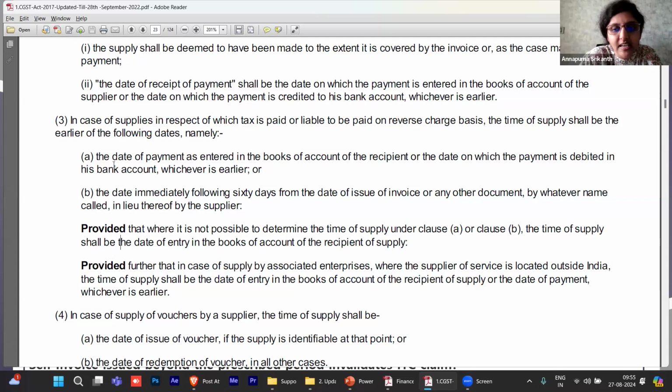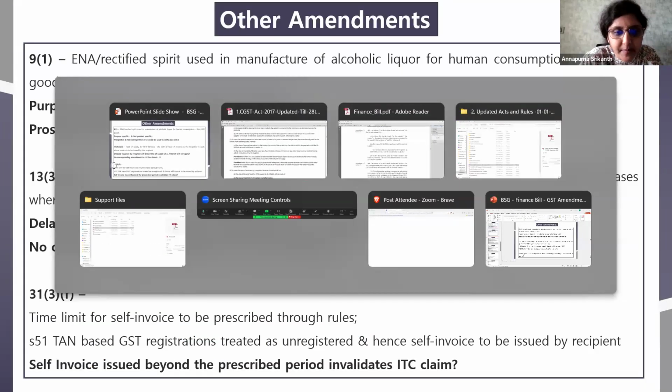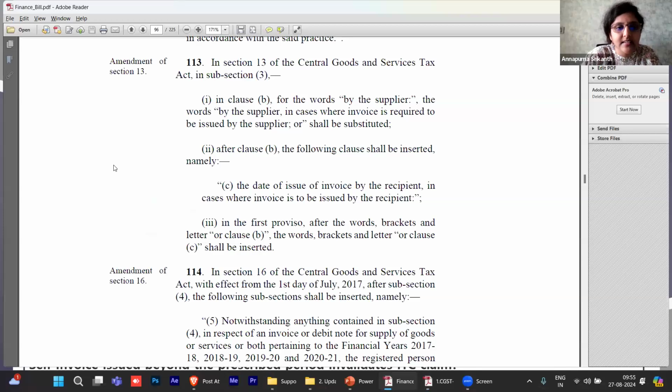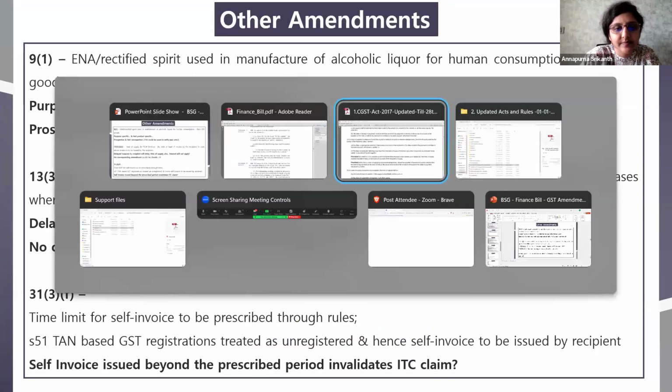So this is again limited to A or B. The corresponding amendment is there in C, in the first proviso. So clause C is also inserted.